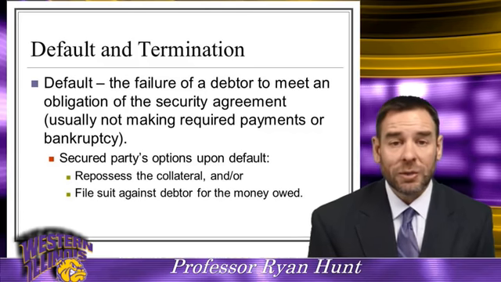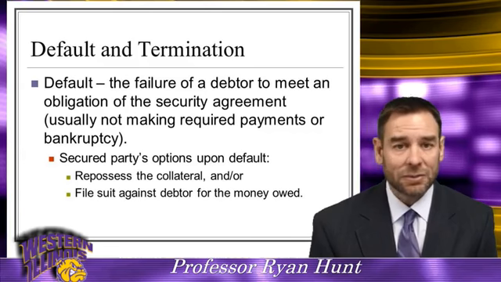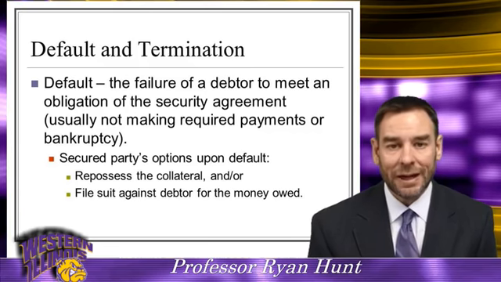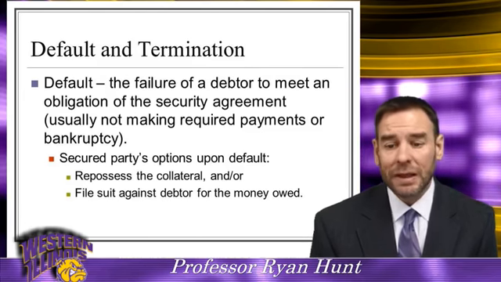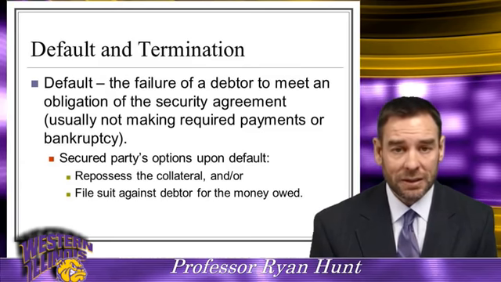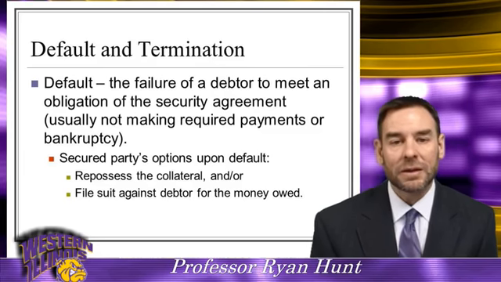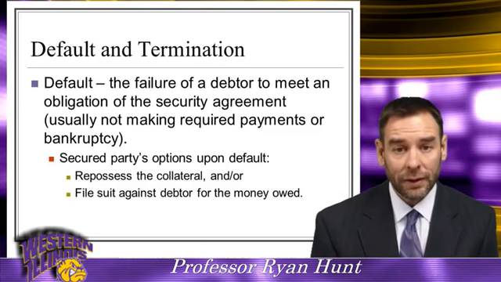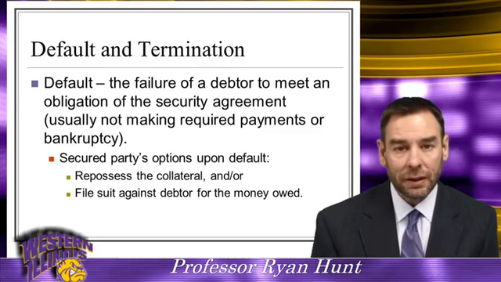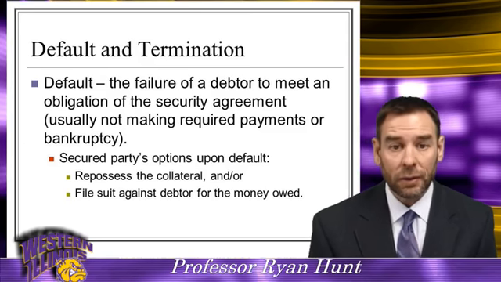So what does the secured party get? If we have a valid security interest, it's attached, maybe even perfected, what does that entitle us to do? Well, let's take a look. We have options. As a secured party, once the debtor defaults, we can repossess the collateral, going through the repossession process that we'll talk about in a second, and/or file a lawsuit against the debtor for the money owed.